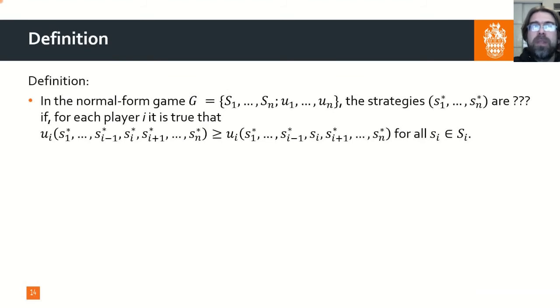Alright, let's see if you're getting used to it. So here's a definition, and you have to guess what the definition is for. In the normal form game G, which includes the strategy spaces of players 1 to n and the payoff functions of players 1 to n, the strategies s1 star to sn star are something if for each player i it is true that the payoff for player i when the strategies are s1 star to sn star is greater or equal to the payoff for player i if all the other players play s1 star to sn star, but player i plays Si instead of Si star, for all Si that are elements of capital Si. Alright, so what is this? This is of course the definition of a Nash equilibrium.